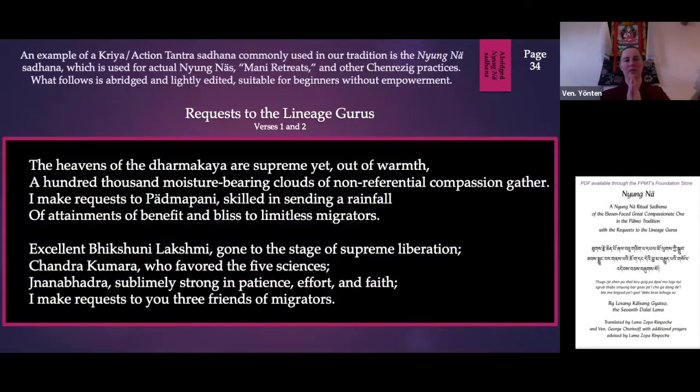And we start with the request to the lineage lamas. The heavens of the Dharmakaya are supreme, yet out of warmth, 100,000 moisture-bearing clouds of non-referential compassion gather. I make requests to Padmapani, skilled in sending a rainfall of attainments of benefit and bliss to limitless migrators. Excellent Bhikshuni Lakshmi, gone to the stage of supreme liberation, Chandra Kumara, who favored the five sciences, Janabhadra, sublimely strong in patience, effort, and faith, I make requests to you three friends of migrators.